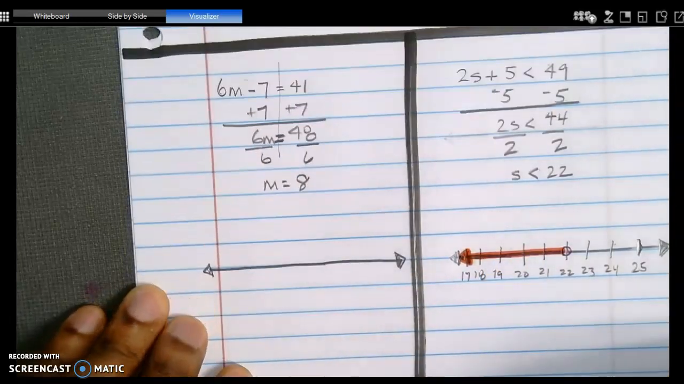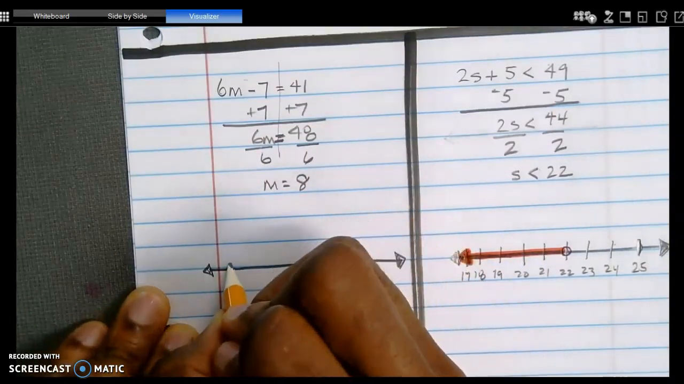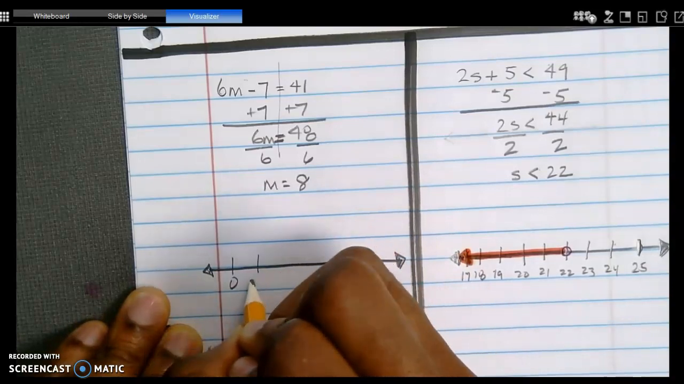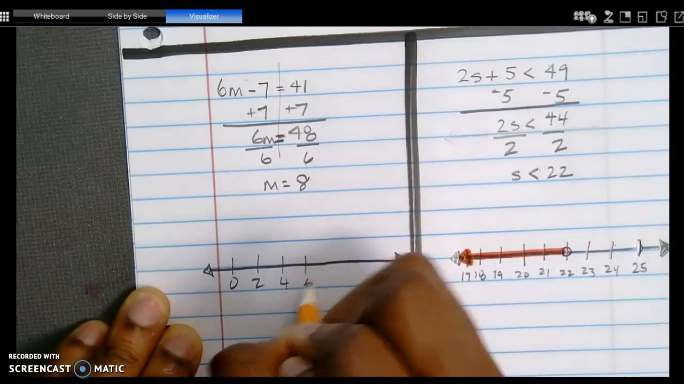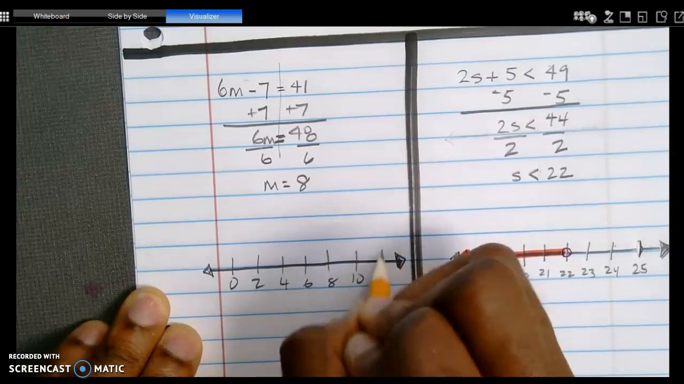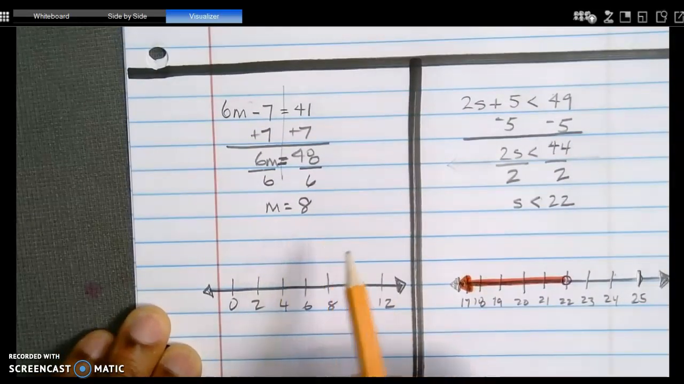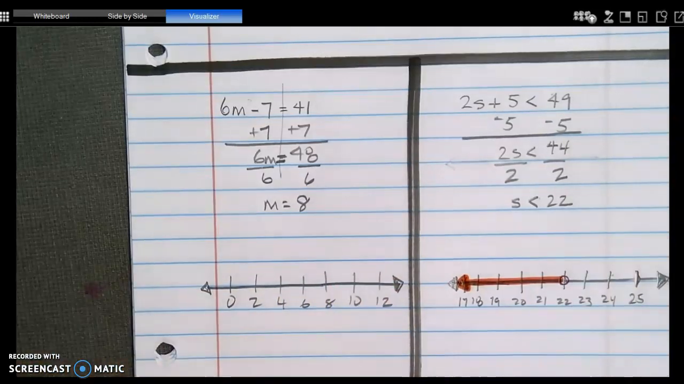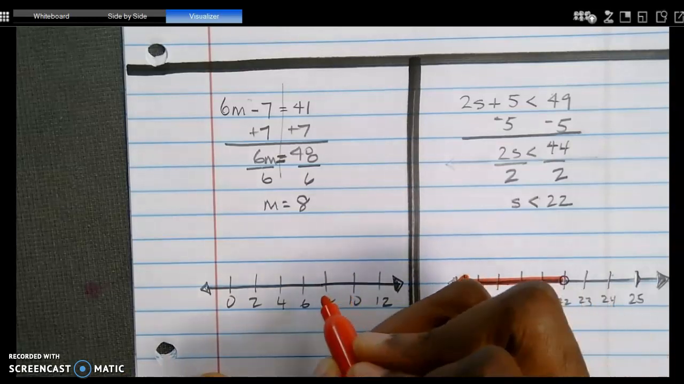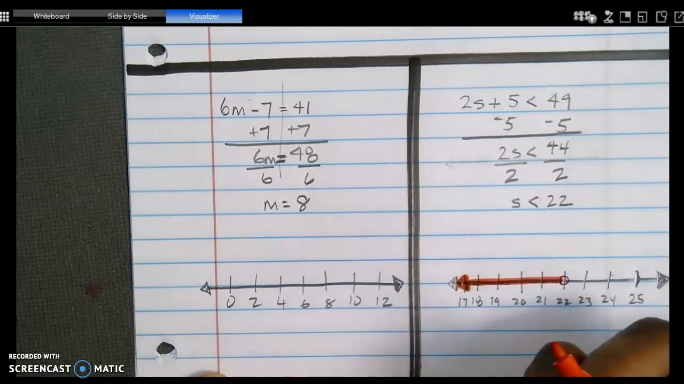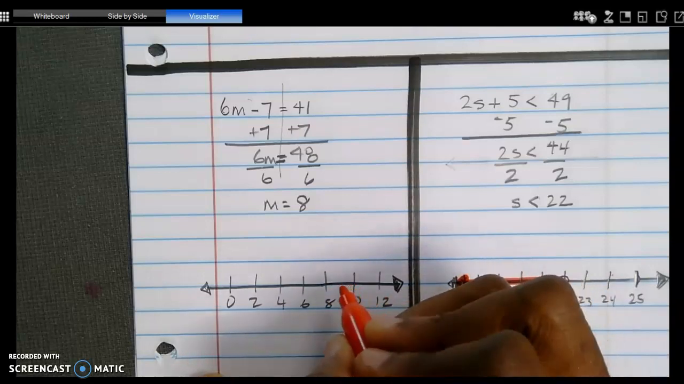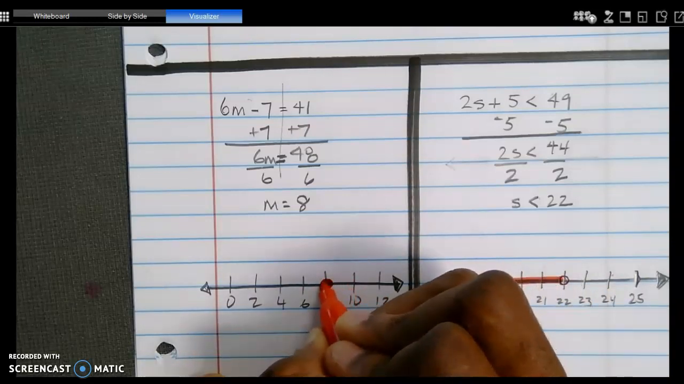So again, appropriately sized number line. All right, I have, say, 0, 2, 4, 6, 8, 10, 12. Now, how do I represent where the value of m is equal to one thing? Okay, when you have an equation, it's only equal to one thing. Now, at this point, I'm just going to do something very artistic. Okay, that was a joke.